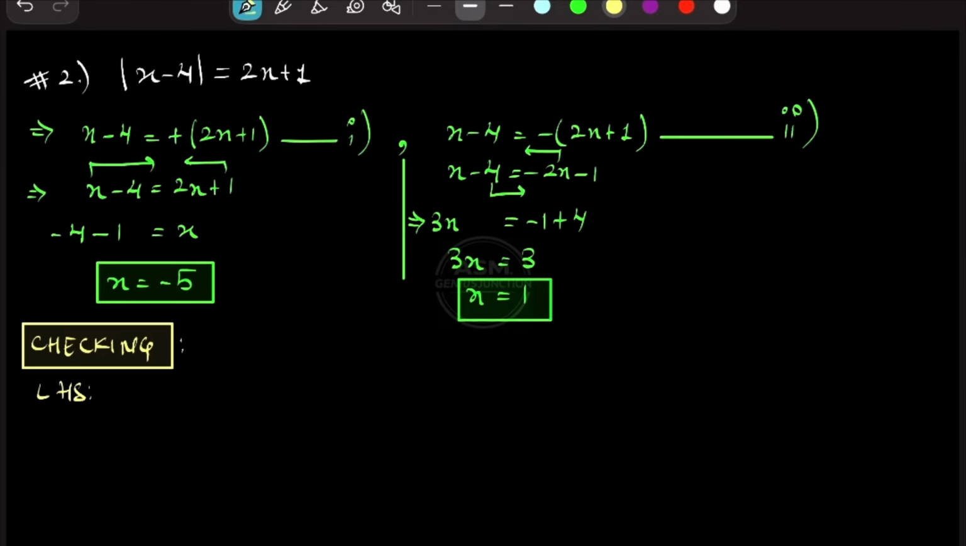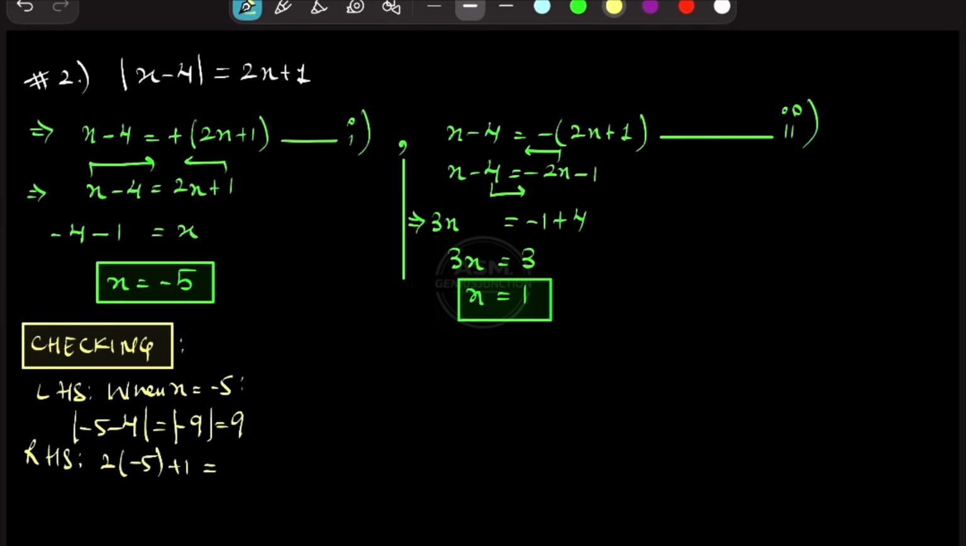So LHS, when x is minus 5, I will say it is mod of minus 5 minus 4, that is mod of minus 9, that will give me 9. On the right hand side I am writing 2 times minus 5 plus 1, that gives me minus 10 plus 1, that is minus 9. So LHS is not equal to RHS. I can say therefore x equals minus 5 is not a solution.